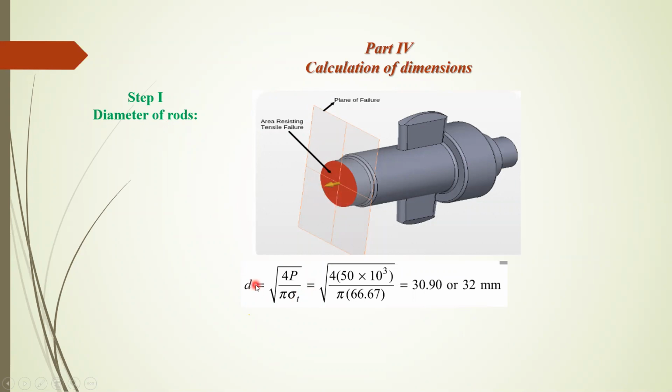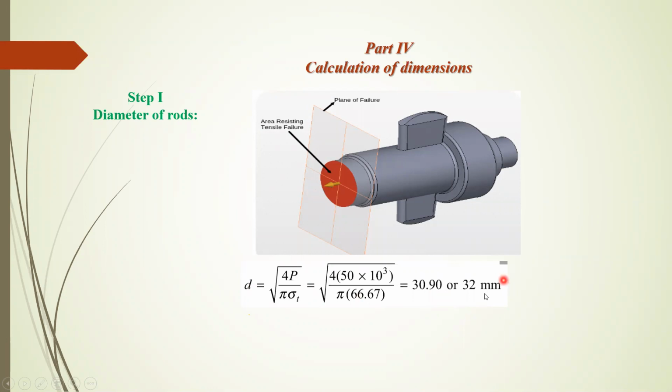From that equation, small d is the square root of 4P divided by pi into sigma t. This sigma t value we use is the permissible stress we calculated in the previous step. This is the diameter of the rod. Putting in the values, we know 50 kilonewton is the force, so we take 50 into 10 raised to 3, divided by pi into sigma t. Sigma t is the permissible value we calculated in the previous step as 66.67. By all these calculations we get a diameter of 30.90.